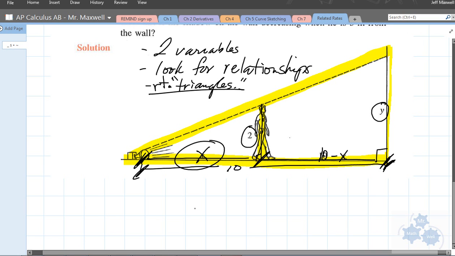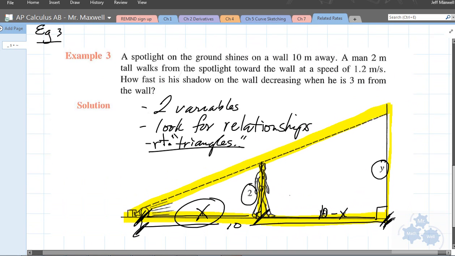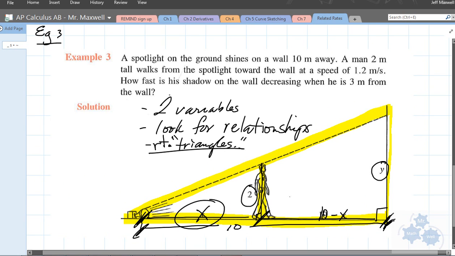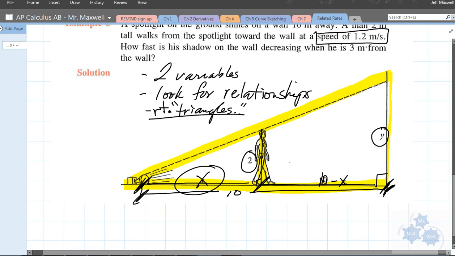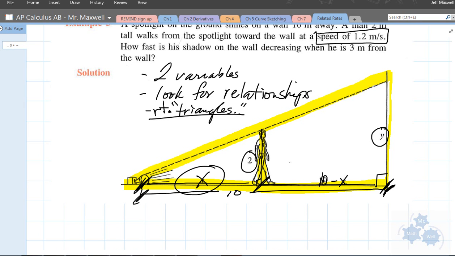So how can we express x and y kind of in communication with each other? Well, actually, before we get into the equation, let's just try and connect what we're given in the question with our diagram. Okay? So 2 meters, we see that. He walks from the spotlight towards the wall at a speed of 1.2 meters per second. So what is changing at 1.2 meters per second? Which part? The rate of change of what?